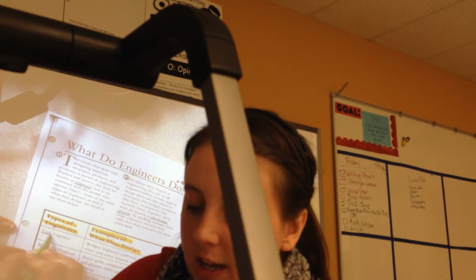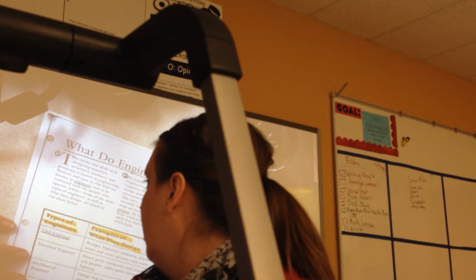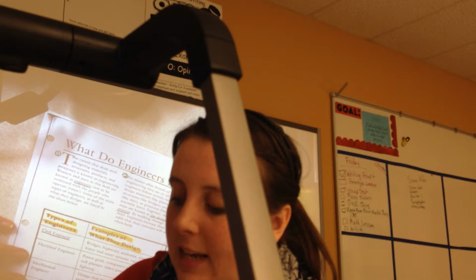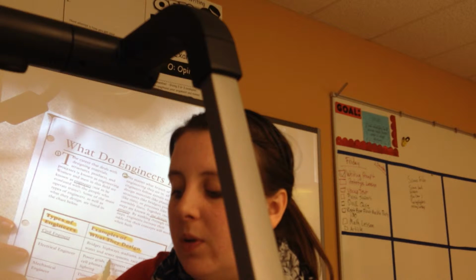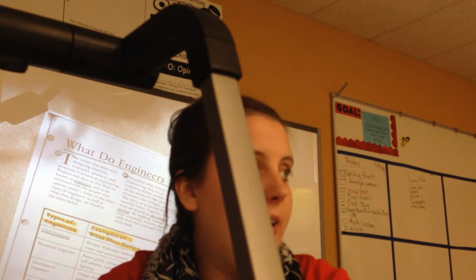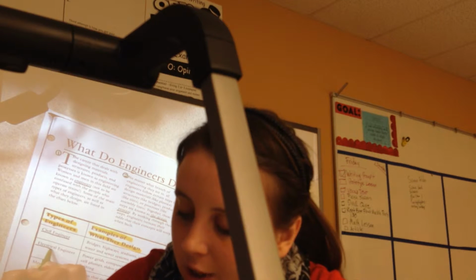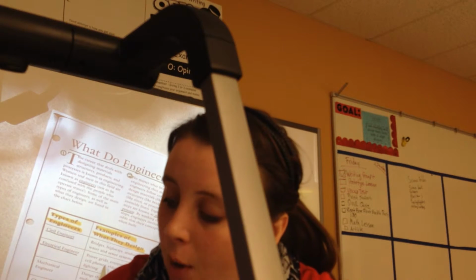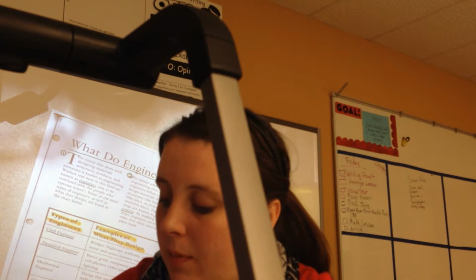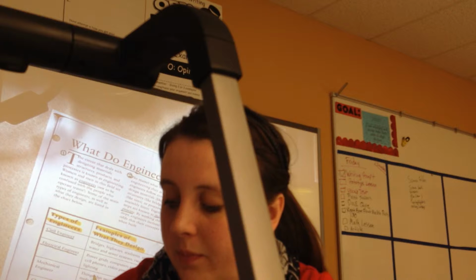A civil engineer designs bridges, highways, stadiums, airports, water and sewer systems, and racetracks. That's pretty cool. An electrical engineer: power grids, computers and parts, cell phones, video game components, and lighting.